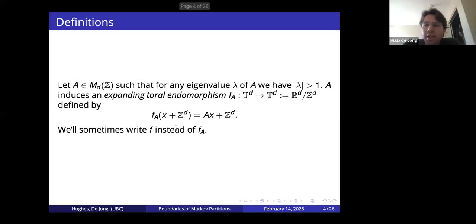So let me recap what we're doing. We have a D by D integer matrix A, and any eigenvalue of A has modulus strictly bigger than 1. This induces a map on the torus by acting on coset representatives by matrix multiplication of column vectors. And we'll call this induced toral endomorphism F_A, or just F.